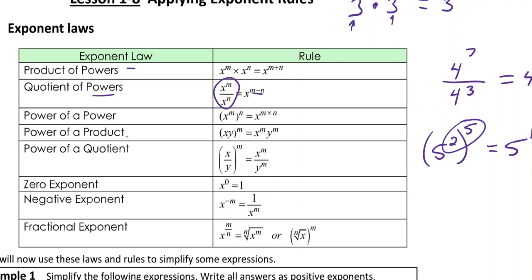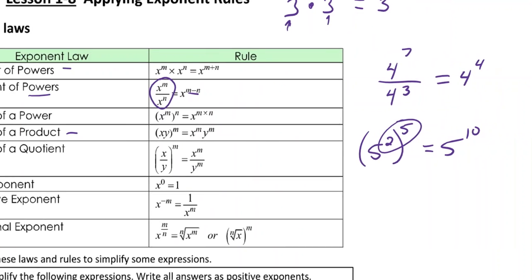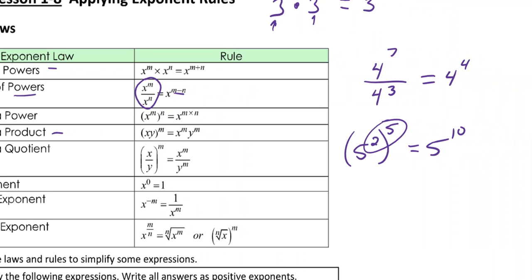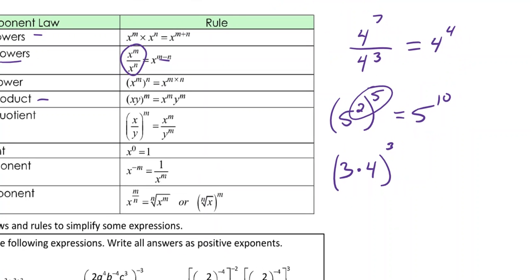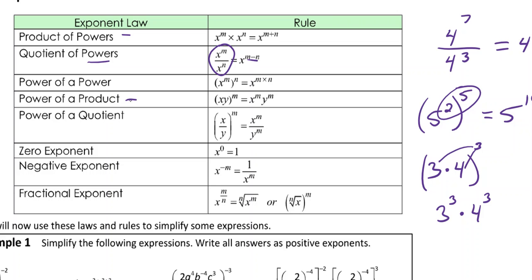Now, power of a product. You guys did this too. We did this one in Math 9. So if we have, let's say, 3 times 4 to the power of 3, then that would be the same thing as 3 to the power of 3 and 4 to the power of 3. Like it distributes to both. It just means both of those things to the power of 3. So you could write that out as 3 to the power of 3 times 4 to the power of 3. So that's what power of a product is talking about.